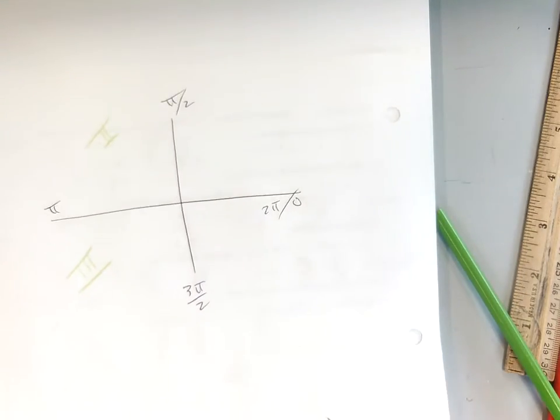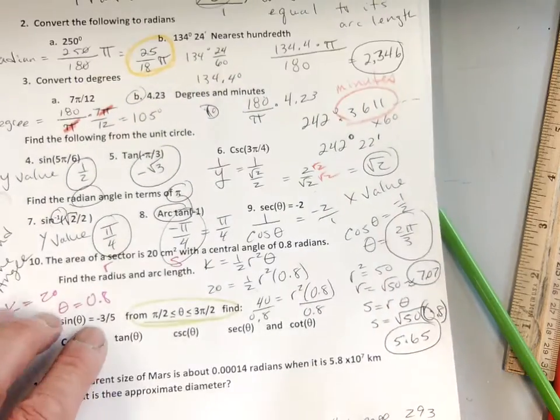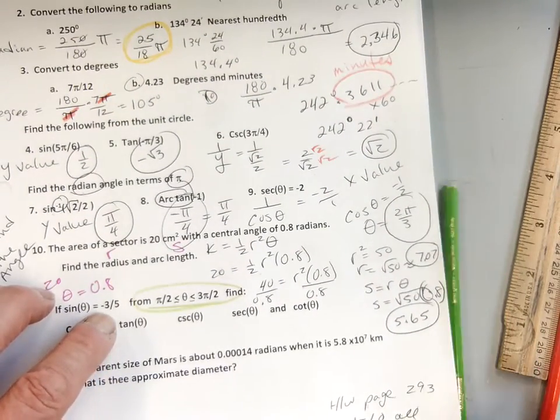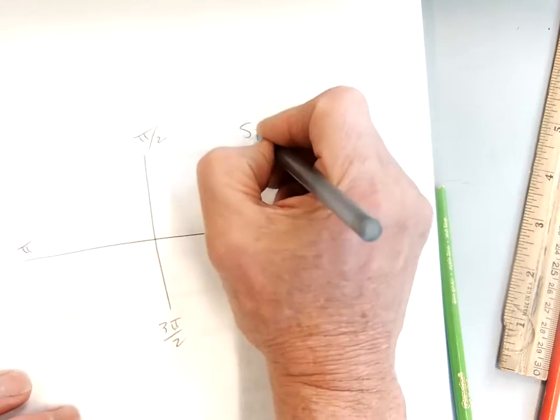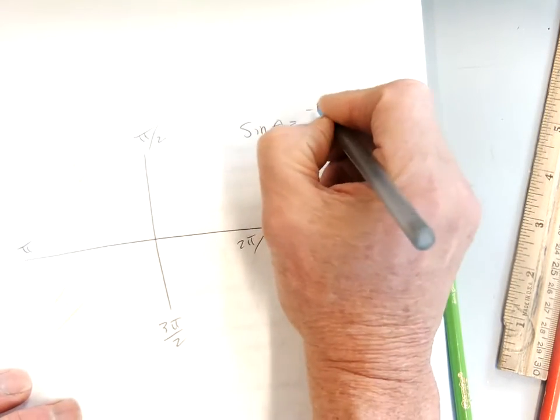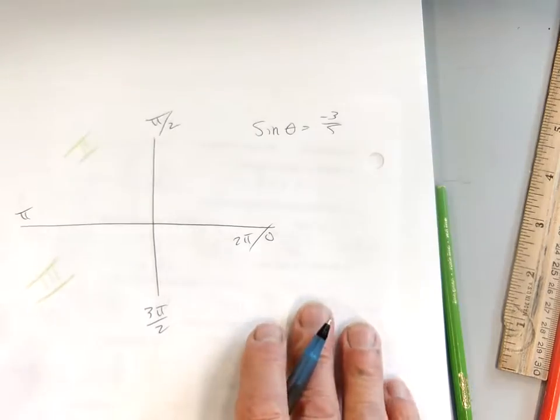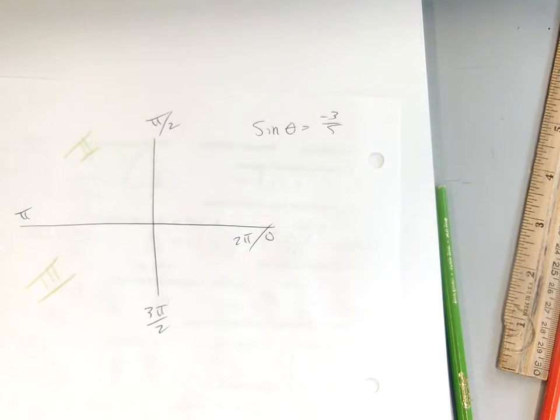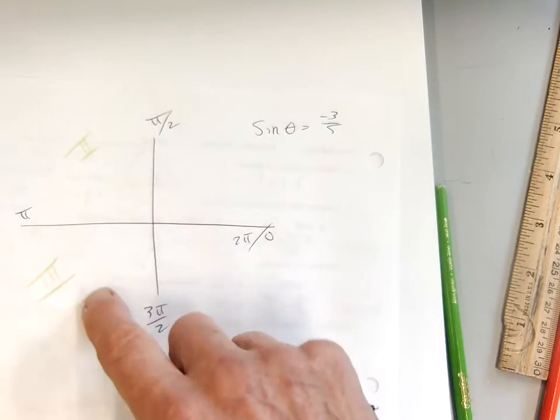And we're given more information. Okay? Well, the information we're given is this. Sine is equal to negative 3/5. Okay, let me turn that over. My sine of theta is negative 3/5. Okay, now think about it. Sine is the y value. That's a negative y value. Where should it be? 2 or 3?